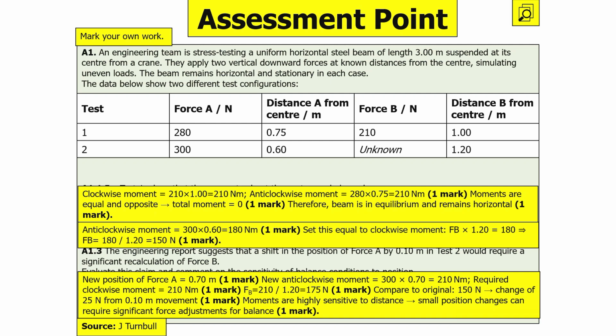So when we compare this to the original, 150 newtons, which leads to a change of 25 newtons from a 0.10 meter movement on the actual object. So this indicates that the moments are highly sensitive to the distance. A small position change can require significant force adjustments for balancing the actual object.